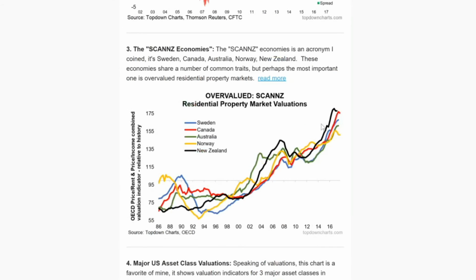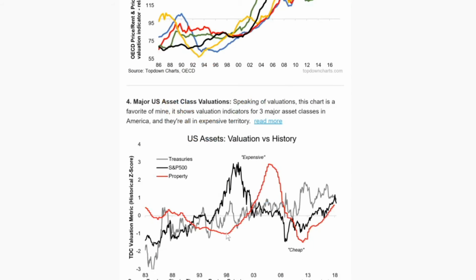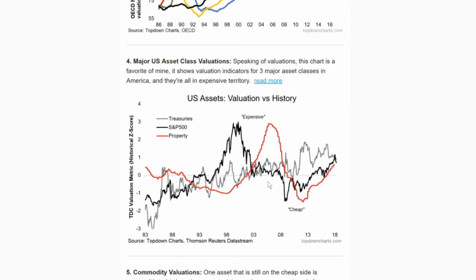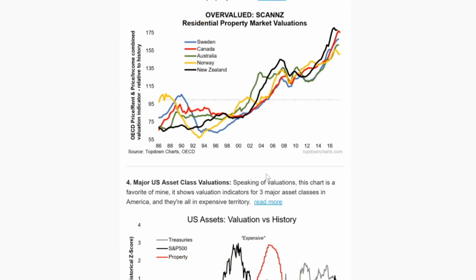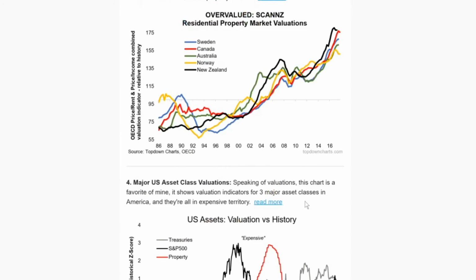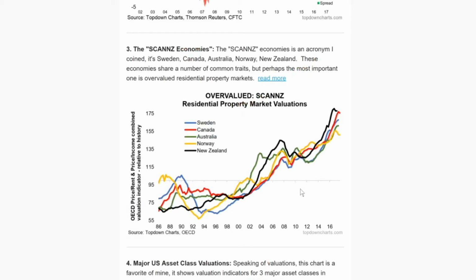In contrast to the SCANNZ economies, US property valuations were extremely overvalued in the mid-2000s, so 2005, 2006, 2007. But then, as we found out very acutely, they had a substantial reset in valuations. So they actually went back to pre-bubble or pre-boom valuation levels. So they actually got very cheap. In contrast, the SCANNZ economies never had that kind of reset.